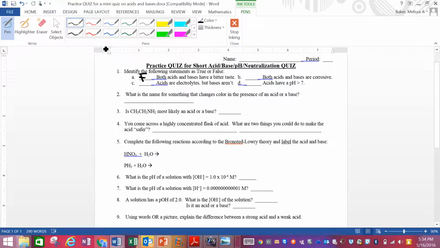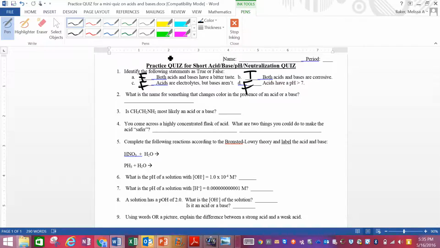Acids taste sour. Letter B, both acids and bases are corrosive. That's true. They both are damaging to the skin. Letter C, acids are electrolytes, meaning they conduct electricity, but bases aren't. That's false. Both acids and bases have ions dissolved in solution, so they're both electrolytes. Letter D, acids have a pH greater than 7. That's false. We know acids have a pH smaller than 7.